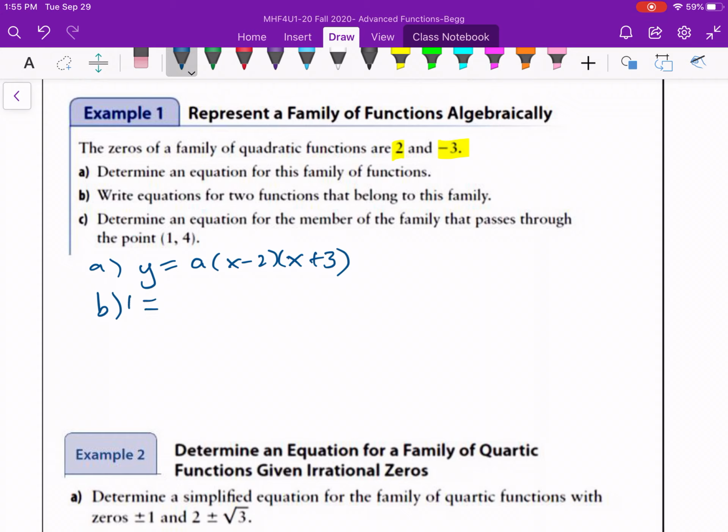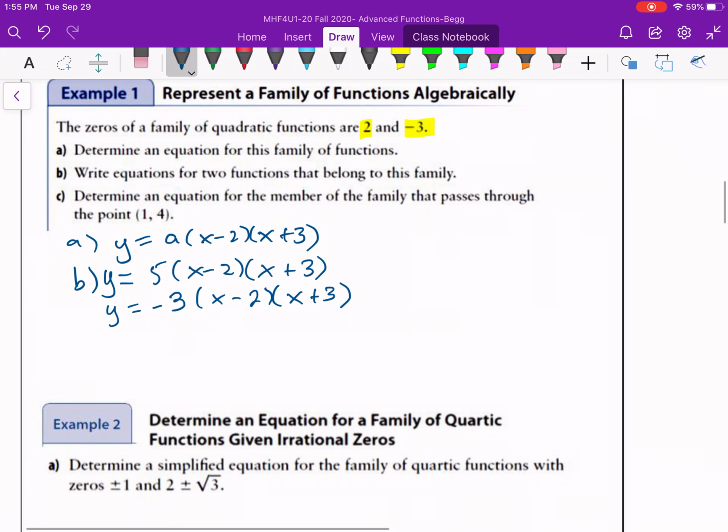So I could do y equals 5 times (x minus 2) times (x plus 3), or I could do 6 times (x minus 2) times (x plus 3). I can pick anything I want. I could pick negative values of a. I could pick decimals. It doesn't matter. Every different a value will give me a different member of the family of equations.